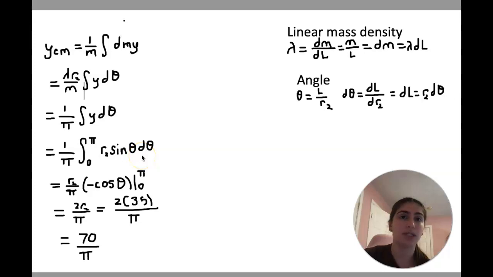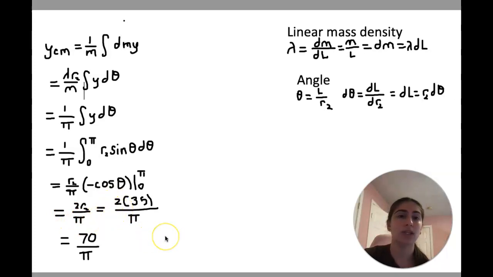This d theta tells us that we need to take the antiderivative. We want to pull out r2 to have r2 over pi and be left with just our sine theta to find the antiderivative of. The antiderivative of sine theta is negative cosine theta. And again, we have our bounds going from 0 to pi. When we have negative cosine pi minus negative cosine 0, we reach a value of 2. So now 2 can be multiplied by r2 all over pi.